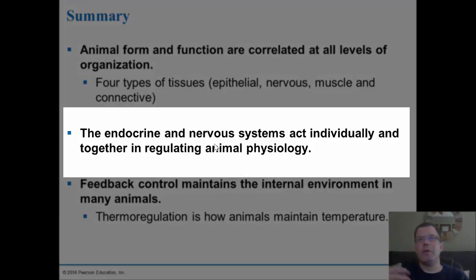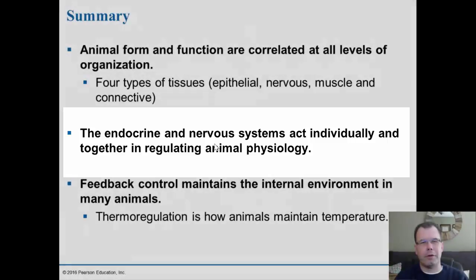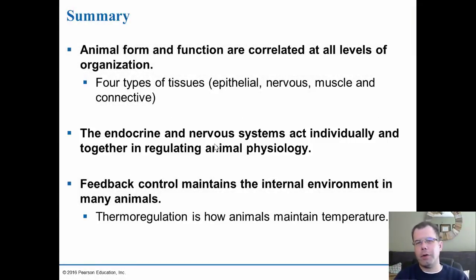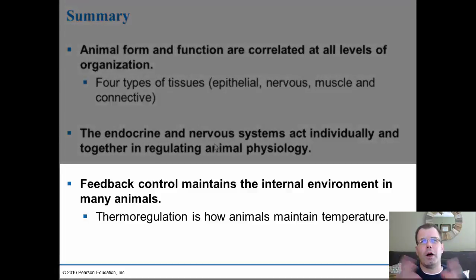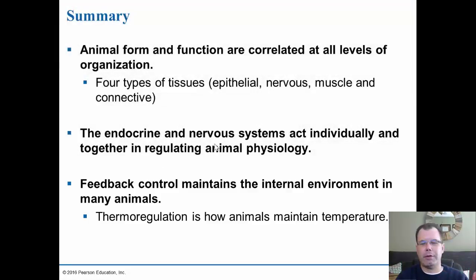The endocrine and nervous systems act individually, and the differences between them we talked about in the signaling pathways. But the endocrine system is very important. It's internal, and it uses the blood vessels, the circulatory system, to send its signals out. Chemical messages, either water soluble or lipid soluble, and the effects that they have on the cells. You can see some have single effects, others have multiple effects on a lot of different things. And then finally, we talked about feedback control, maintaining the internal environment, homeostasis, making sure that the body stays at the right conditions.